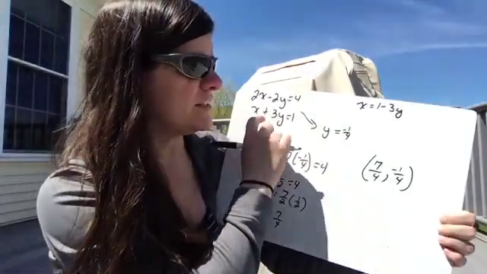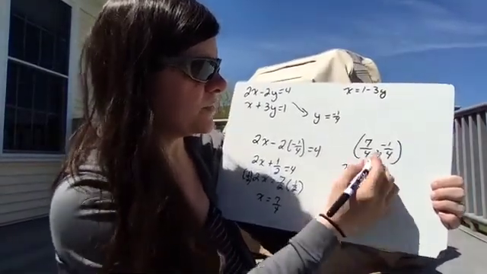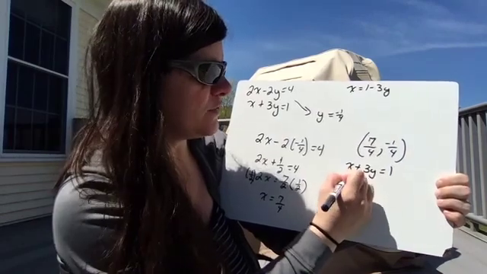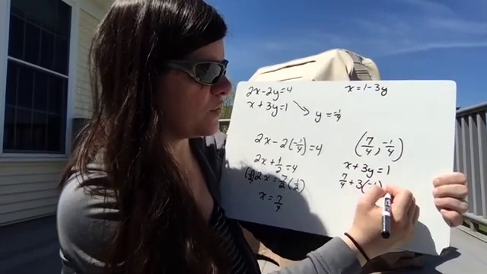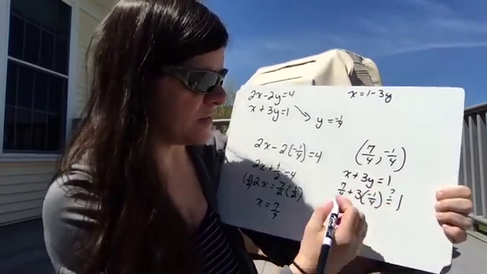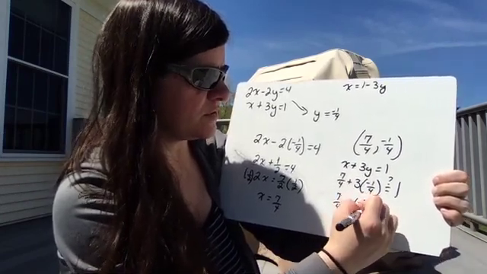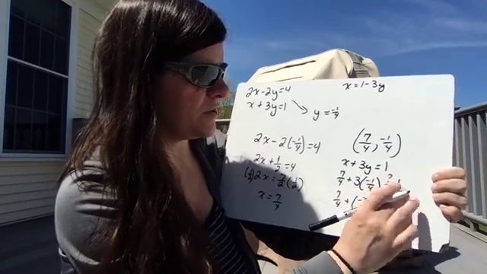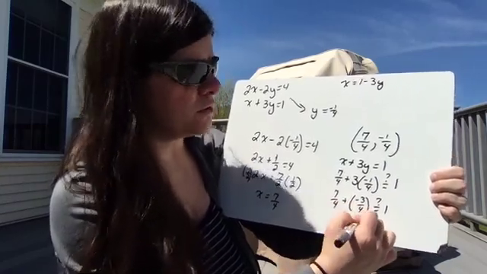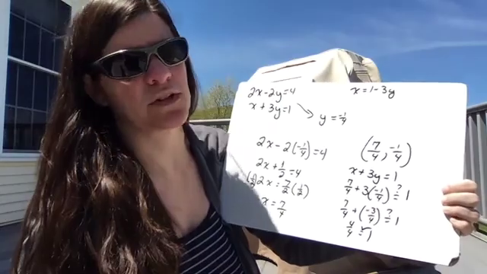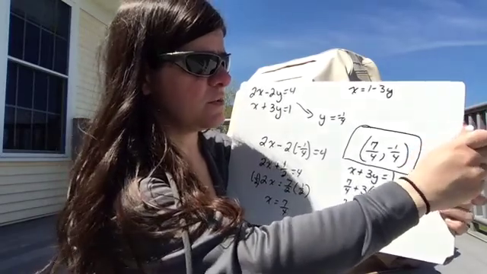Now I want to check it in this one. So I'm going to do x plus 3y equals 1. I'm going to substitute my 7/4 in for x and my -1/4 in for y. And I'm going to see if they equal that. So 7/4 plus -3/4. Does it equal 1? And 7/4 plus -3/4 is 4/4, which is 1, so that checks out. So it looks like my point is correct. So this is the solution to the system of equations.